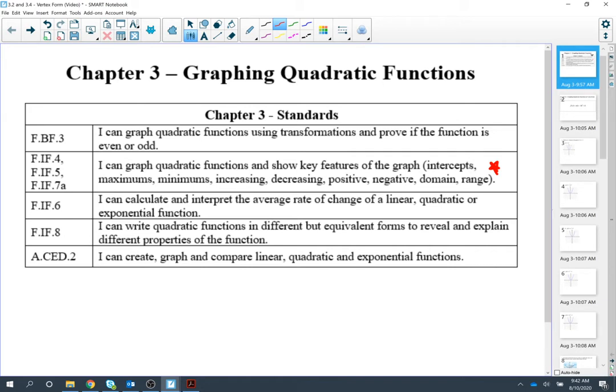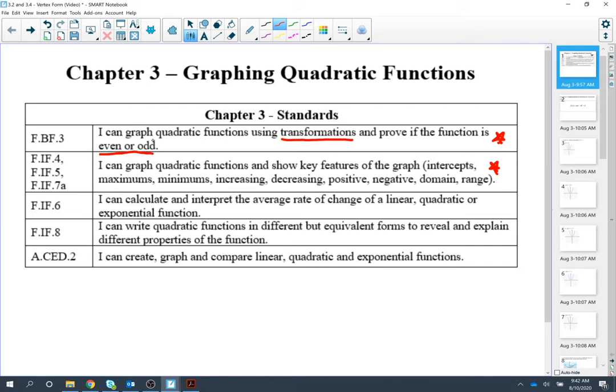So at the moment, we are skipping over 3.3. We will circle back around, but we're going to stick together the 3.2 and 3.4, which is our F.BF function right here, where you can graph quadratic functions using transformations, okay? And then along with that, near the end of this lesson, we're also going to go into whether or not our function is even or odd.